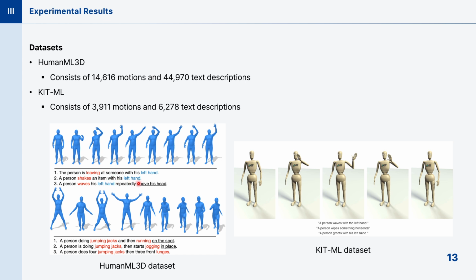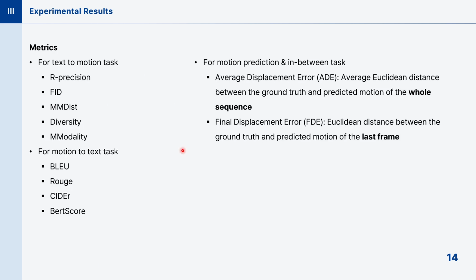Now, let's take a quick look at experimental results. MotionGPT was evaluated based on the two famous text motion dataset, HumanML3D and KIT-ML. These datasets consist of many paired data between human motions and text descriptions. The metrics used in the evaluation are as follows. Most of these metrics have been fully explained in the previous seminars, so please refer to the previous seminar videos.